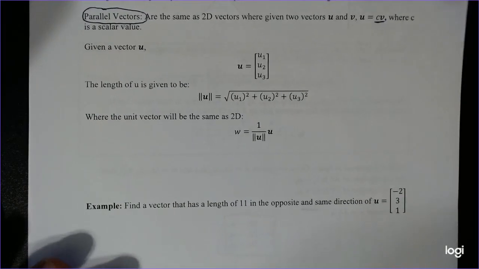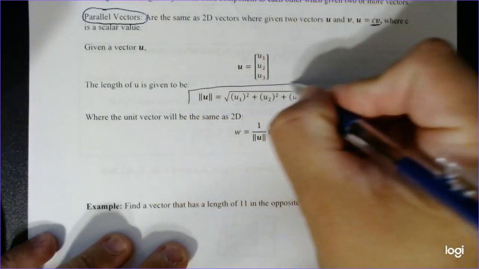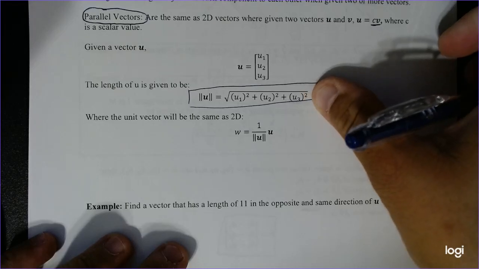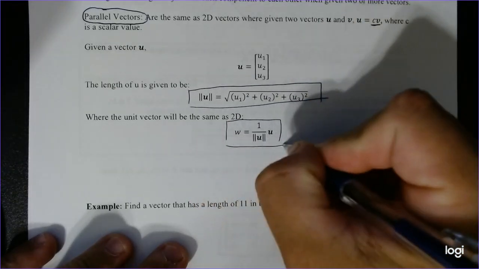Okay. All right, so the last couple things is the length of a vector. Again, same thing as in 2D. Since we have an extra component, it's just an extra component there, and the same thing for the unit vector, it is the exact same equation.